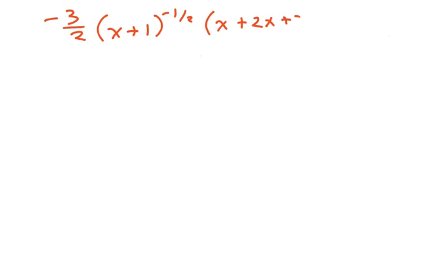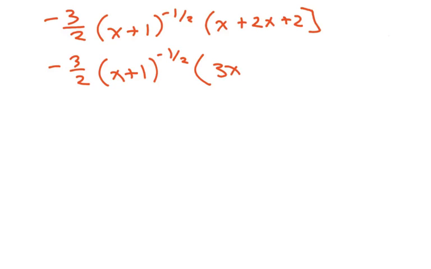Finally, you can go ahead and clean this up. Negative 3 over 2, x plus 1 to the negative 1/2, and then you have your x plus 2, x plus 2. So this is going to end up being negative 3/2 times x plus 1 to the negative 1/2 times 3x plus 2. And that is your derivative of f.